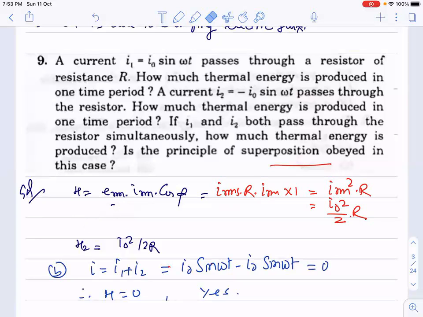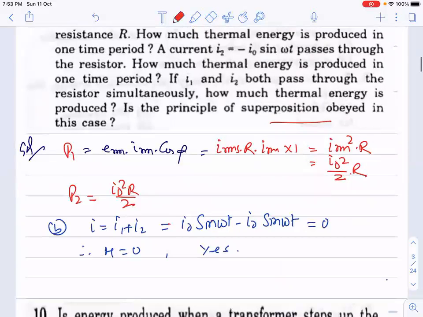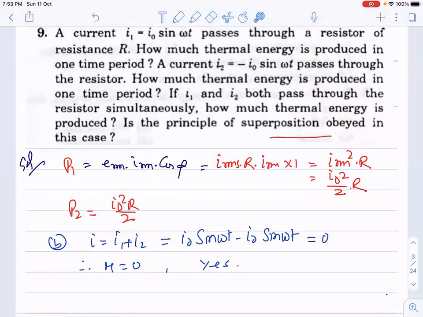H1. Similarly, take P1, the heat per second, energy P1. Similarly P2, the same situation. And when we supply both together, this is plus, this is minus, a cancelling effect. One oscillates up, the other down, it becomes zero, net current will be zero. So power will be zero. Power, heat per second, will be zero. Yes, it obeys the principle of superposition.